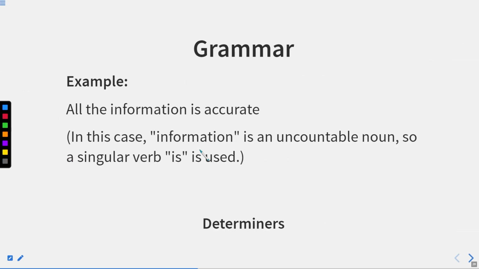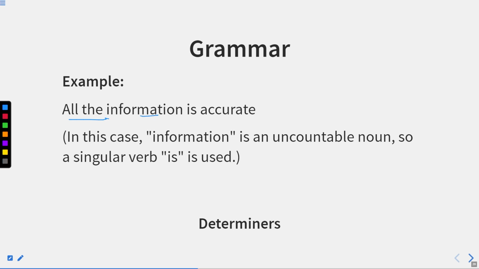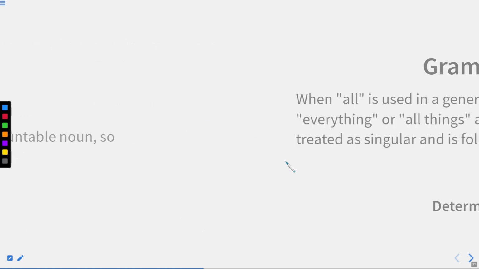For example, all the information is accurate. So information is an uncountable noun and it is accurate. In this case, information is an uncountable noun, so a singular verb is used. Now let us move to the next one.